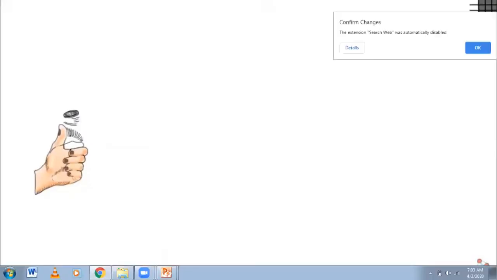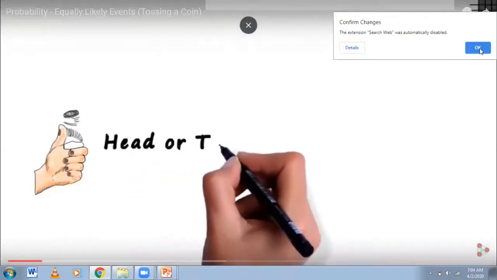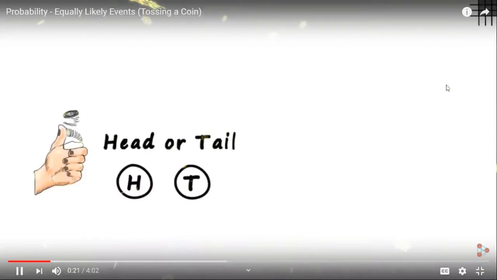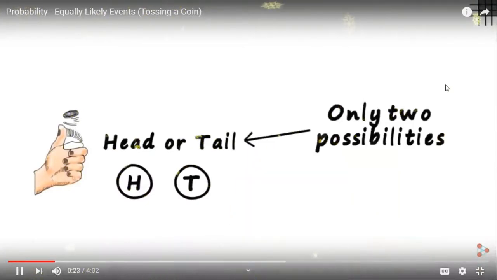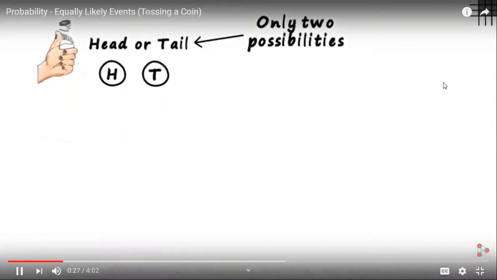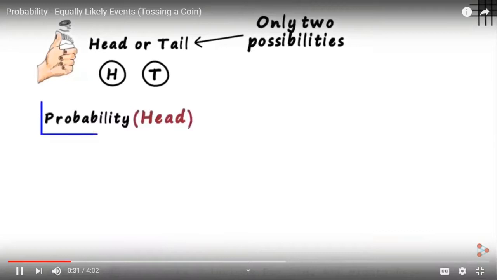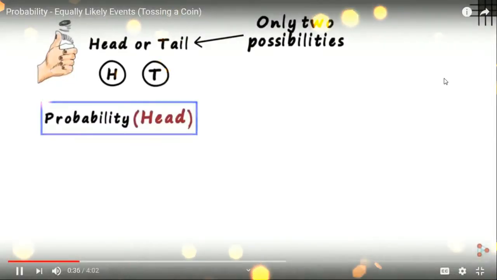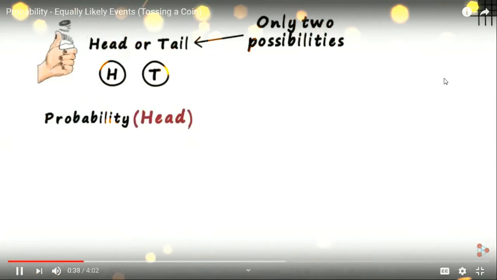Think about it. When you toss a coin, it will either land a head or a tail. Either head or tail. All of us would agree that these are the only two possibilities. Suppose I ask you a simple question. What is the probability of the coin landing a head? This question asks us that if we toss a coin, what is the likelihood that the coin lands a head? How do we calculate it?